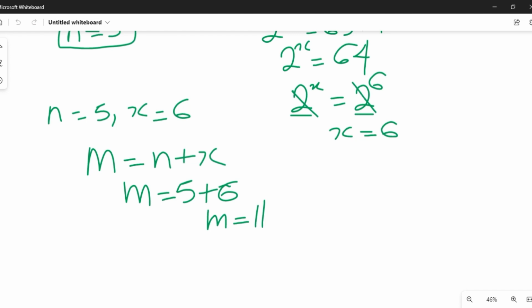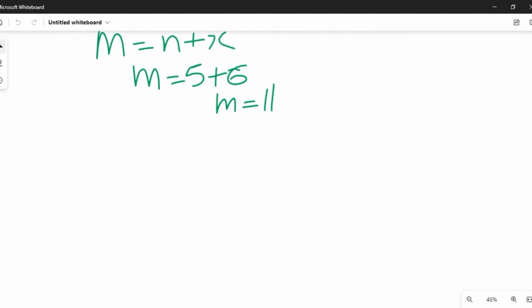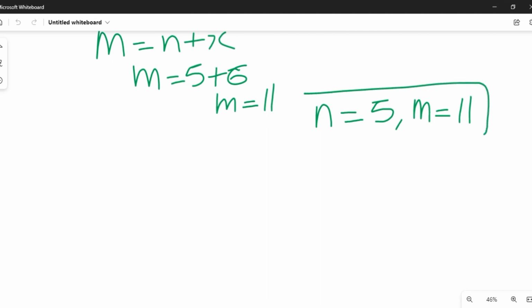And then our m will be equal to 11. So we've gotten two values: our value for n is equal to 5, and our m is equal to 11. These are the two solutions that satisfy the equation.